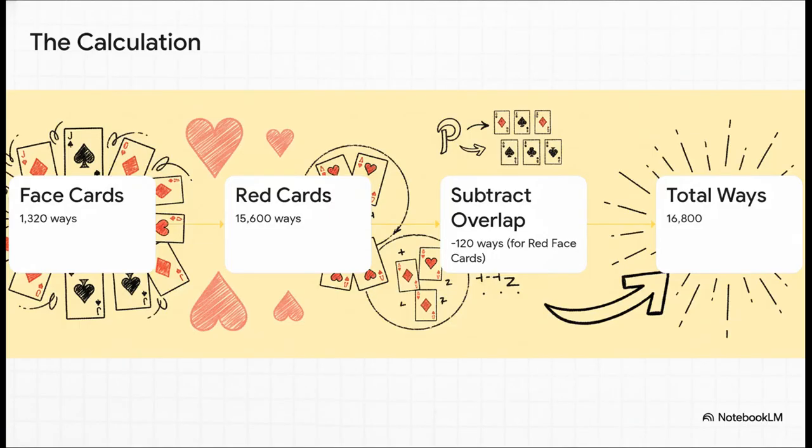We take our 1,320 ways for face cards, we add the 15,600 ways for red cards. Then we subtract that overlap, the number of ways to arrange 3 of those 6 red face cards. That calculation, 6 permute 3, is 120. Do the final math, and there's our correct total, 16,800 ways.